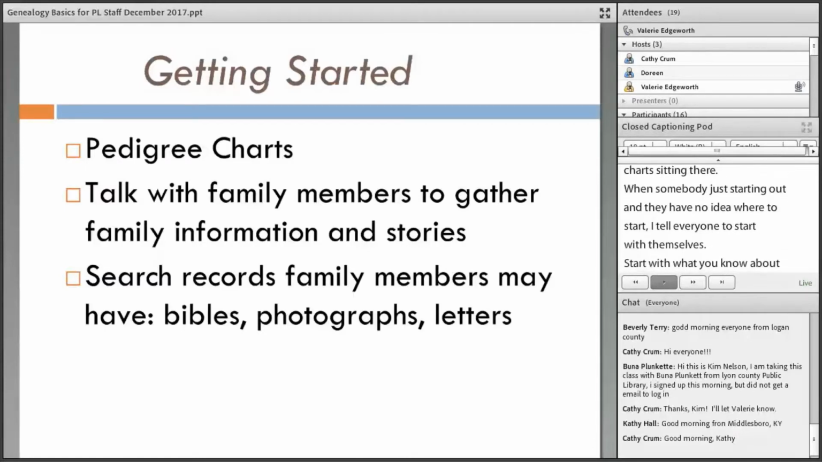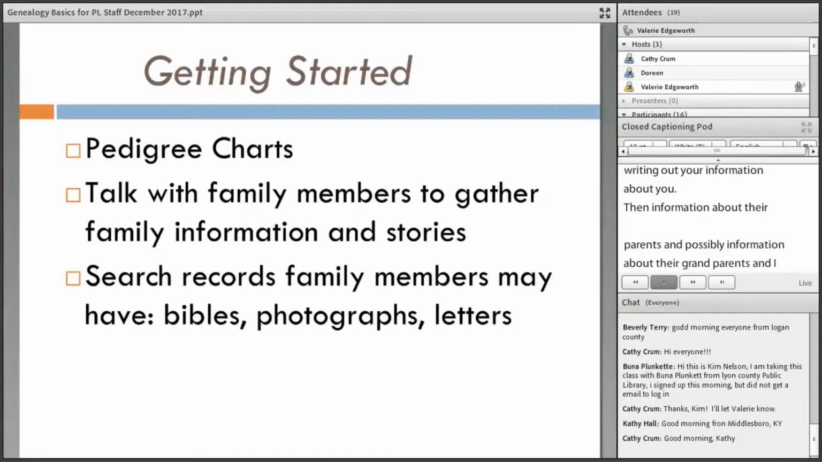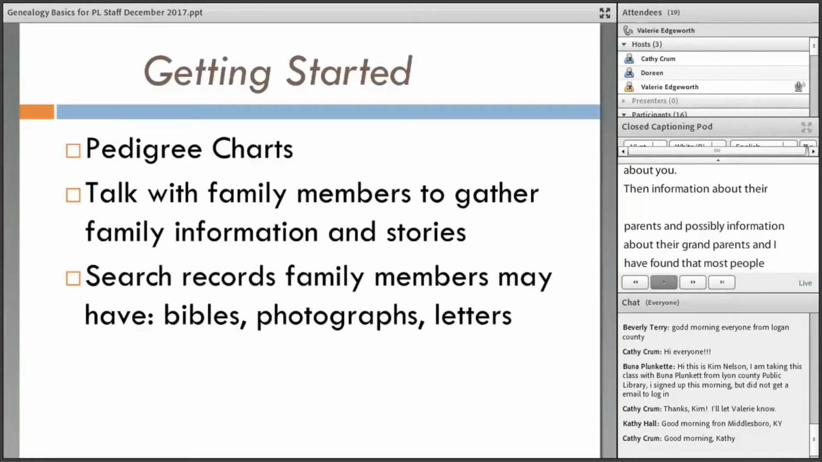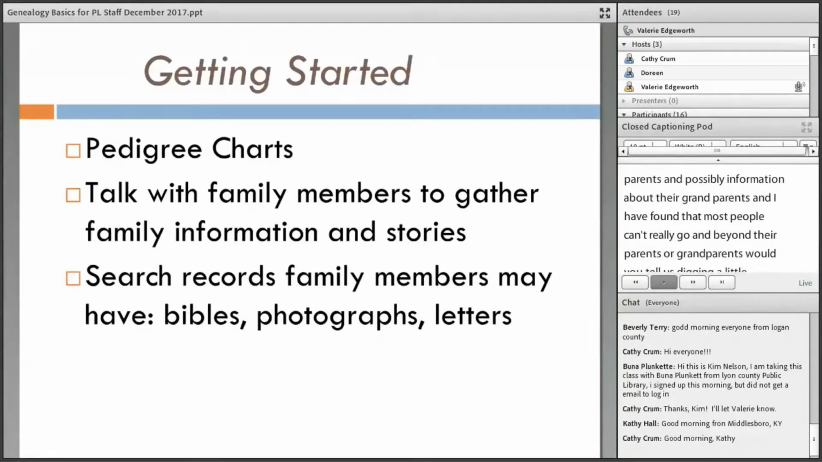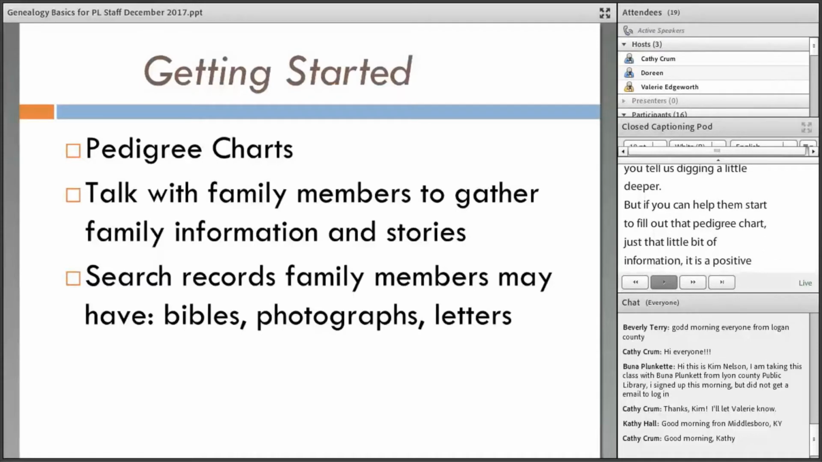That would include writing out your information about you, then information about your parents, and then possibly information about your grandparents. I have found that most people can't really go beyond their parents or grandparents without digging a little deeper. But if you can help them start to fill out that pedigree chart with that little bit of information, it's a positive experience, and it can help them to continue to move forward.